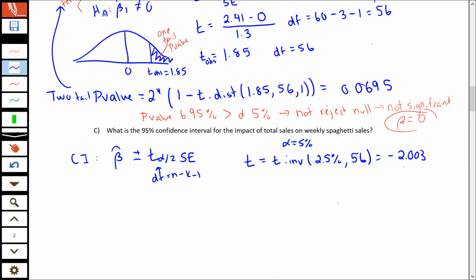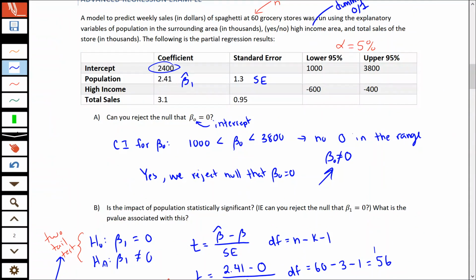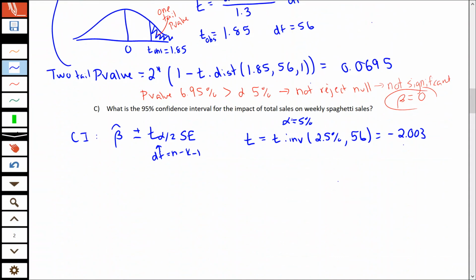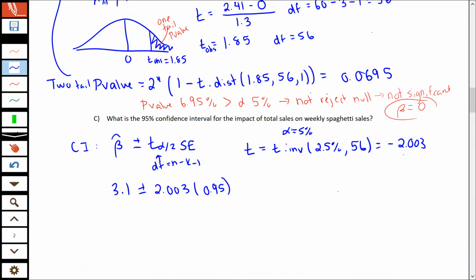And so now we just have to get the rest of the information from our output. So for the impact of total sales, when we go back and we look at total sales, it gave us that sample beta 3, and it gave us our standard error there. So we're going to use 3.1 and 0.95, and we're going to build that confidence interval. So we've got 3.1 plus or minus 2.003 times that standard error of 0.95, and it gives us our confidence interval here, the lower bound being 1.197 and the upper bound being 5.003.